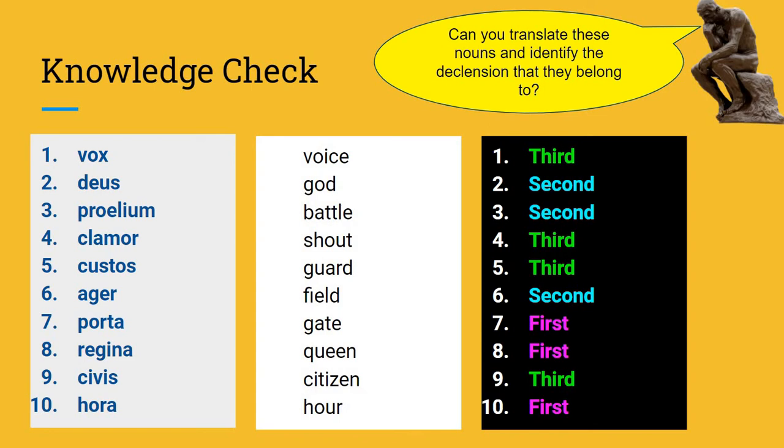Once you're familiar with your first and second declension, you can assume that nouns that don't conform to these patterns are going to belong to the third declension. Well done if you managed to figure these out.